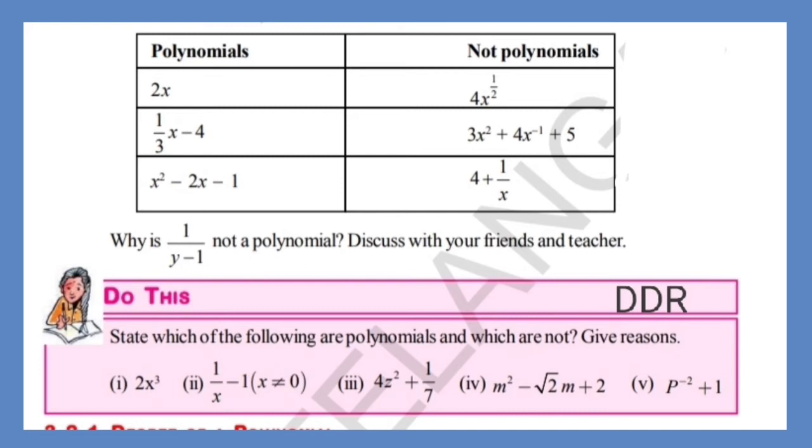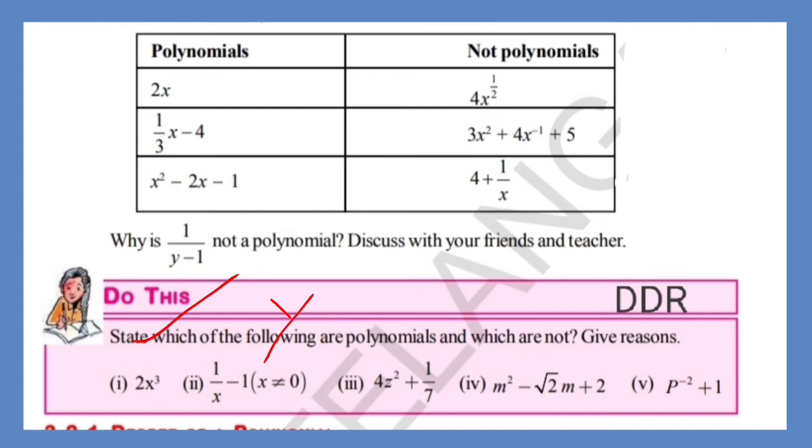Coming to the exercise section: state which of the following are polynomials and which are not. Give reasons. First one, 2x to the power of 3. So it is very clear, it is a polynomial. Power is 3, a whole number, and 2 is a real number. Second one is 1 by x minus 1. Just now I explained in the not polynomial section, 4 plus 1 by x is not a polynomial. So here also 1 by x can be written as x to the power of minus 1. So minus 1 is not a whole number.